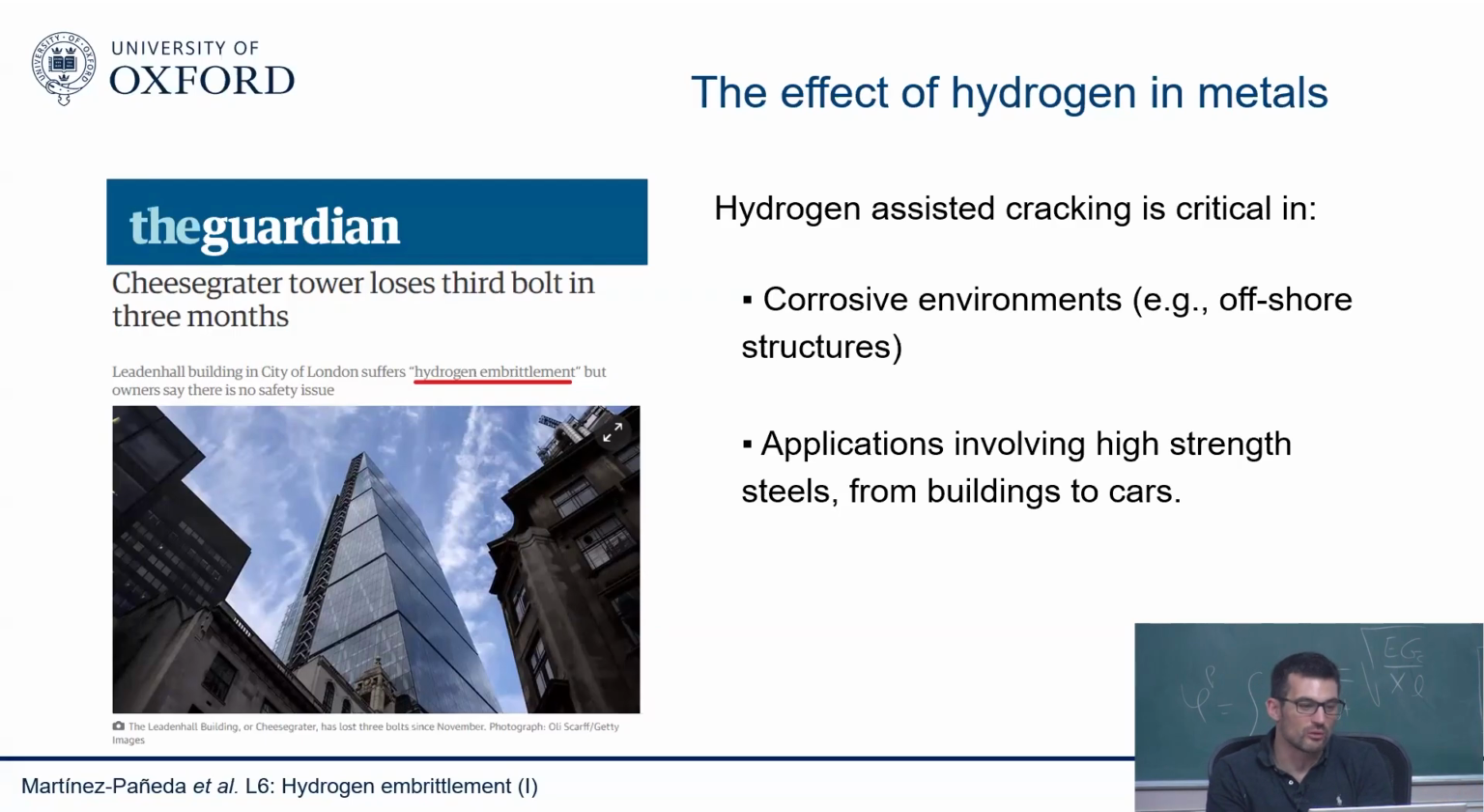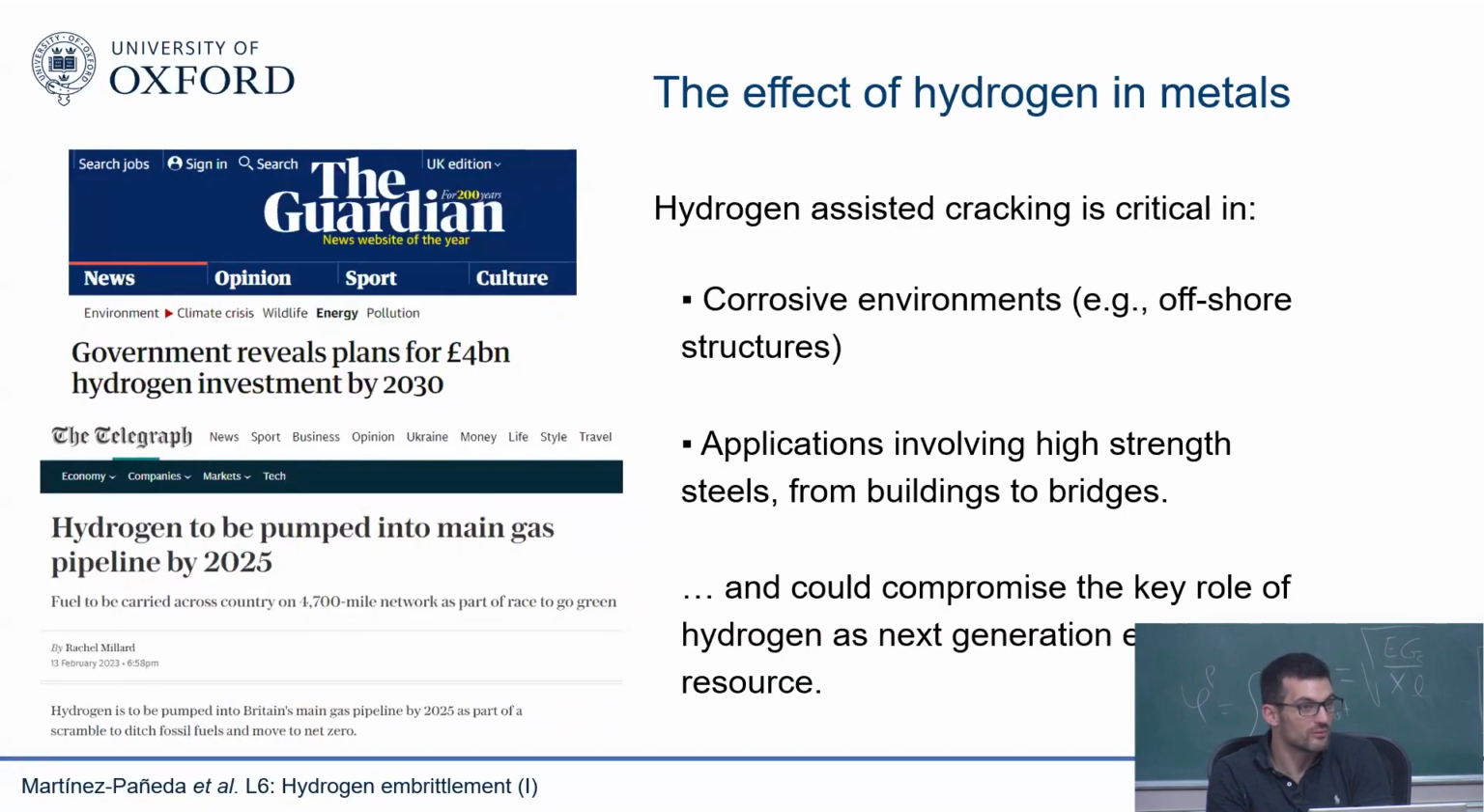And of course, this is an issue for the future hydrogen energy. So we need to build this hydrogen infrastructure. I showed you yesterday this image of the Telegraph. These are the two most famous newspapers in the UK. This is talking about putting hydrogen gas in 2025. This was in 2023. Now they changed. Maybe it's next year. And again, there's big investment for hydrogen.